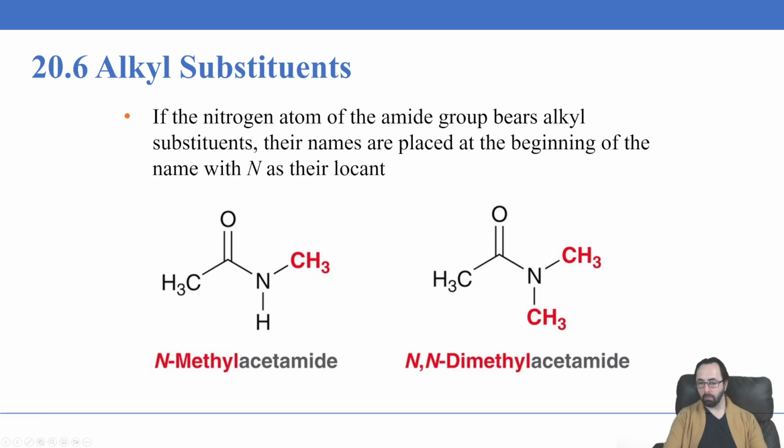If you have more than one group, you'll say N twice, just like if you were using a locant, 1, 2, 3, 4, in normal naming. So here we'd say N,N-dimethylacetamide, meaning that both of these methyl groups are attached to the nitrogen atom that's part of the amide. And then it's acet- because of acetic acid. This would be acetic acid, an acid with 2 carbon atoms, and then amide.